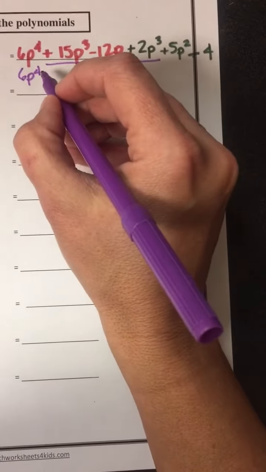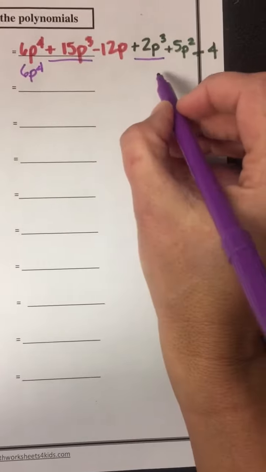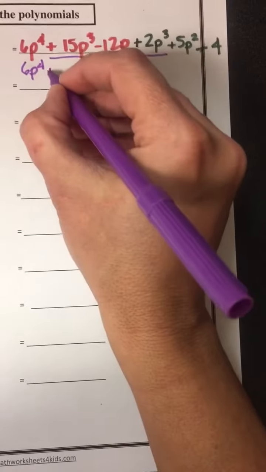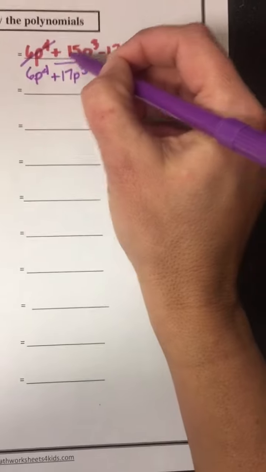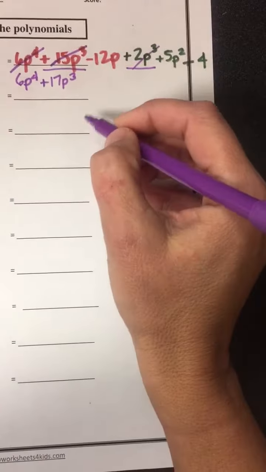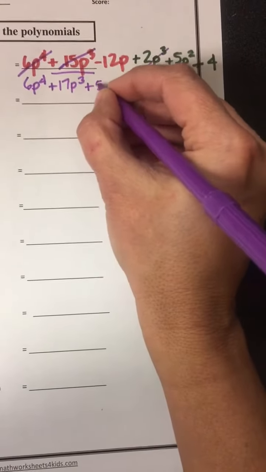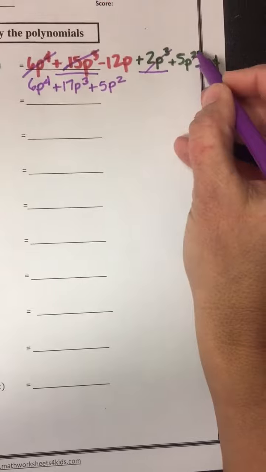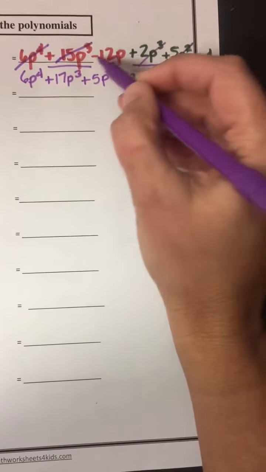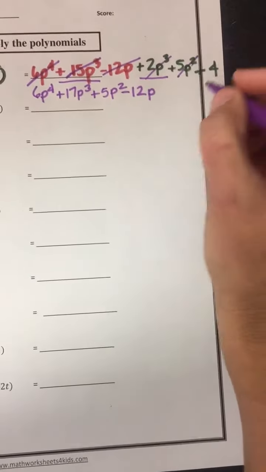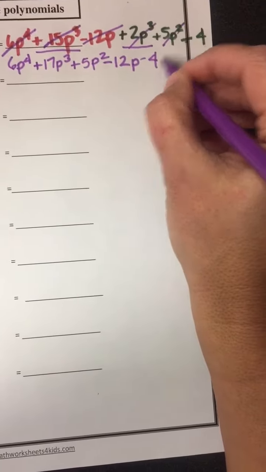And I'm going to write my degree terms from highest to lowest. So now let's look at our cubics. I've got positive 15p cubed and 2p cubed. So that gives me 17p cubed. So now I've used this one and I've combined these two. So let's see what's left, highest to lowest. I've got a squared term. So I have 5p squared. Then I go with p, my next term, which is negative 12p. Lastly, I have my last term, which is minus 4.